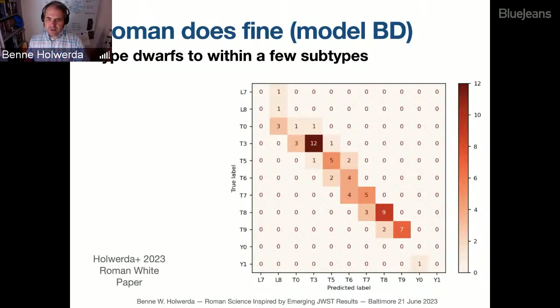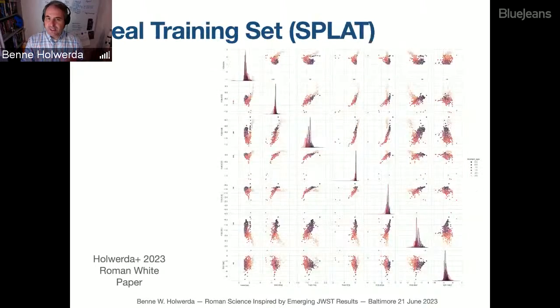Then, of course, I do these matrices again, and the predicted label and the true label match up okay. Notice that this is a little thicker than I'd like. So this has gone into a Roman white paper that I submitted, and you can get to within a few subtypes. I also tried this with the actual training set, the SPLAT data, and that also seems to spread out nicely in broad Roman colors.